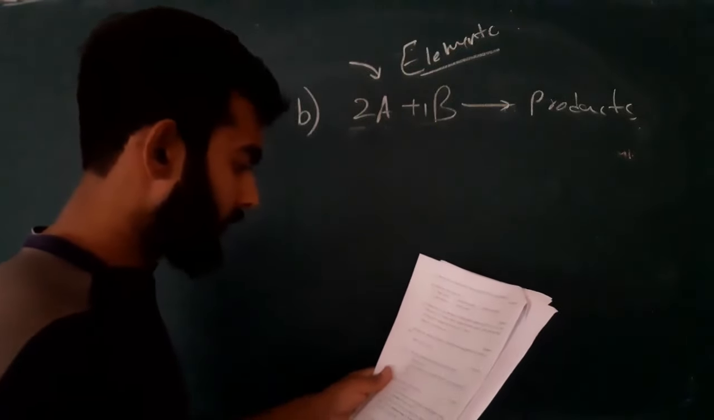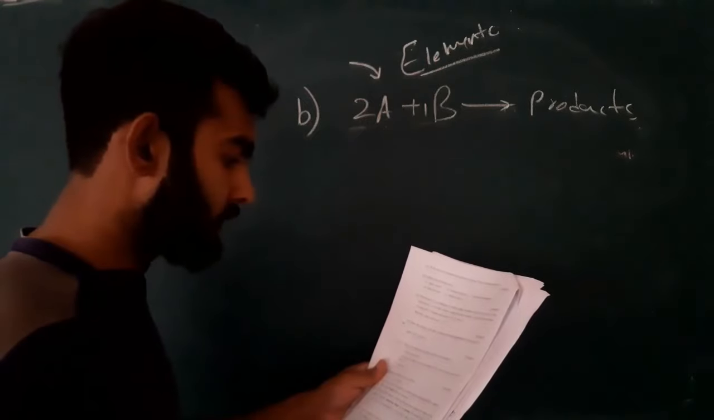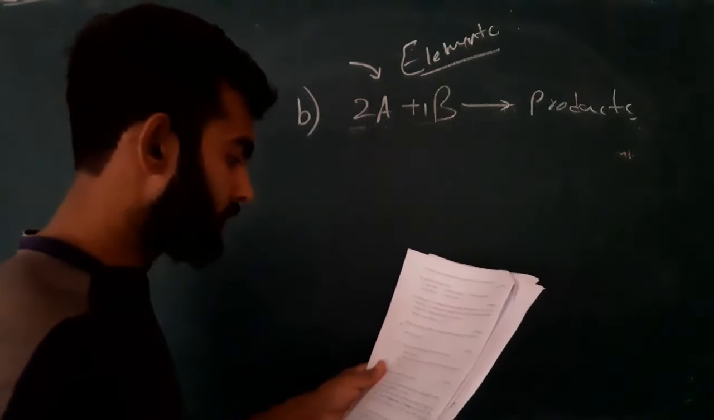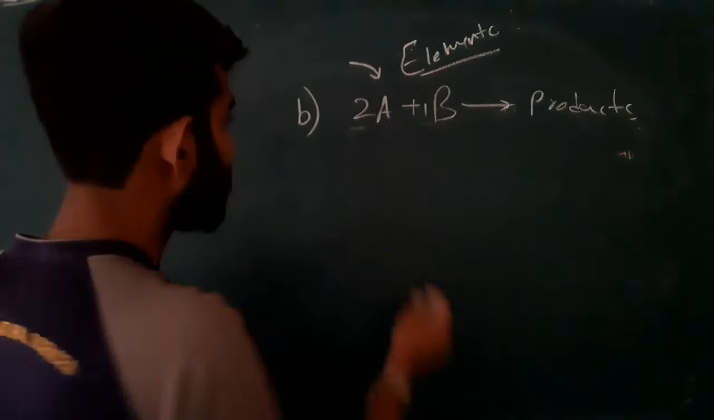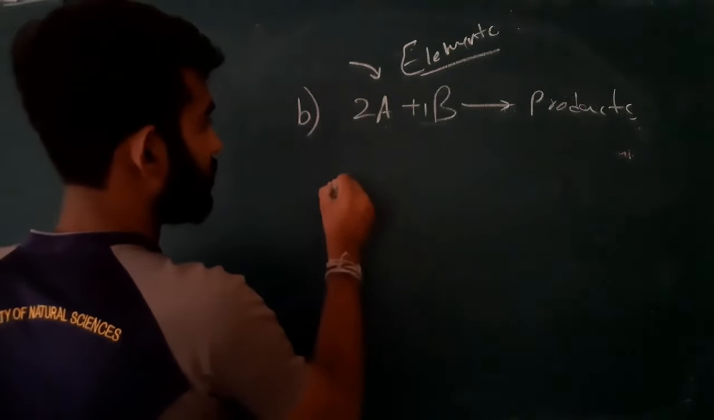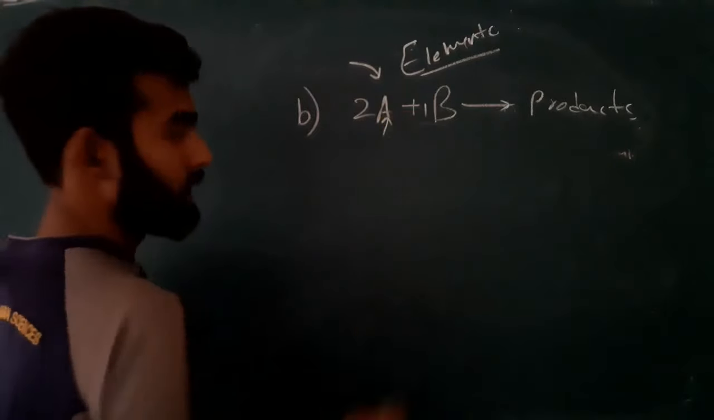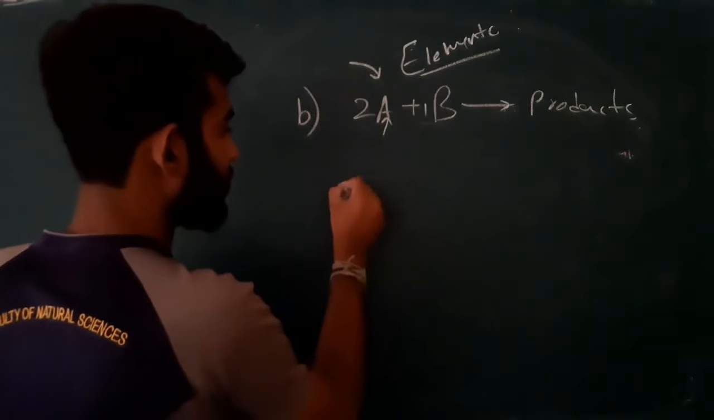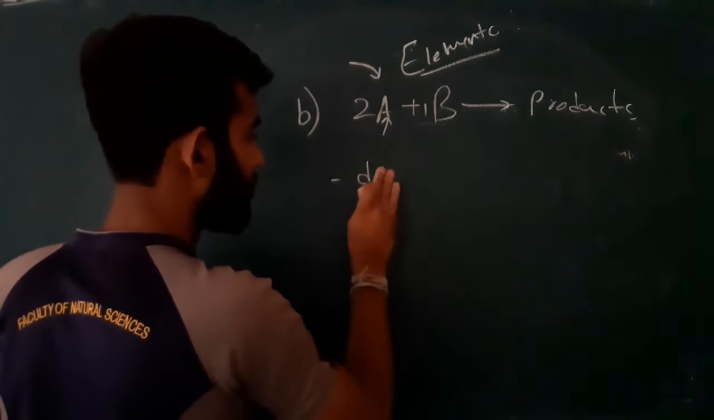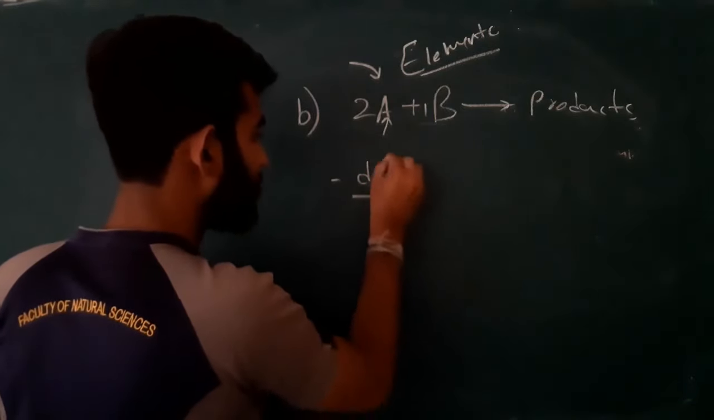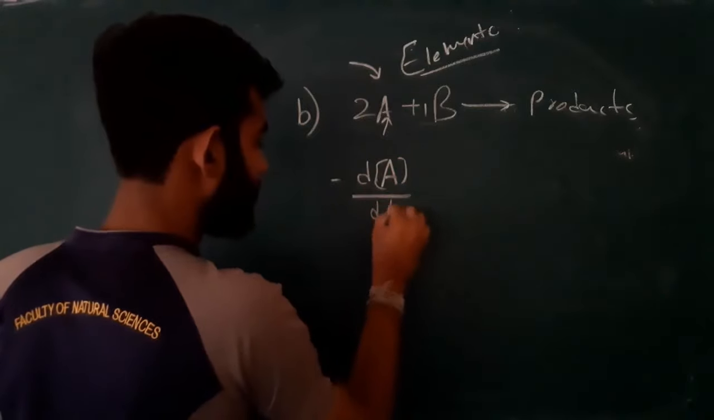Write down the rate expression for the above reaction using the standard symbols. By using standard symbols, we have to write down the rate expression. So with respect to A, the rate will be minus dA divided by dt.